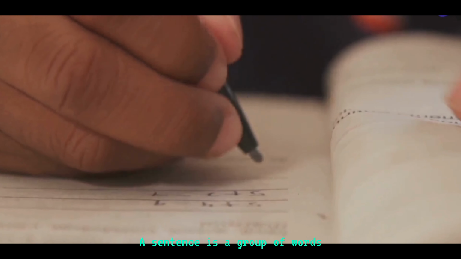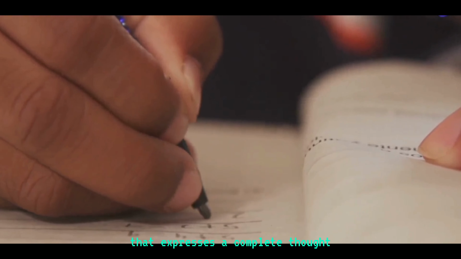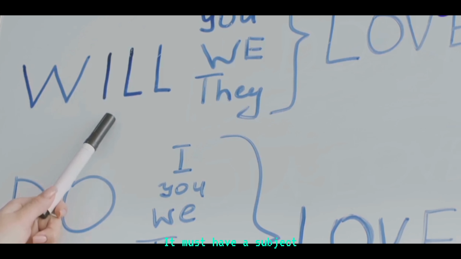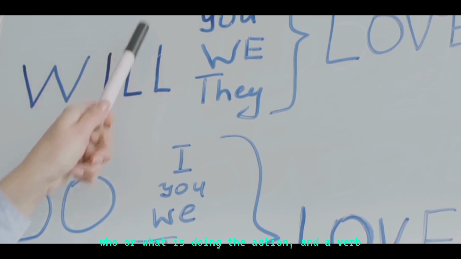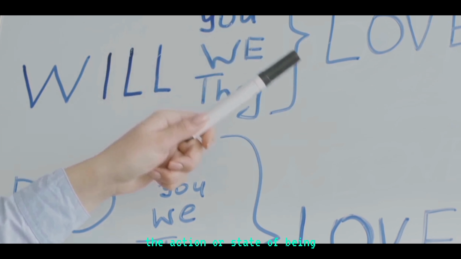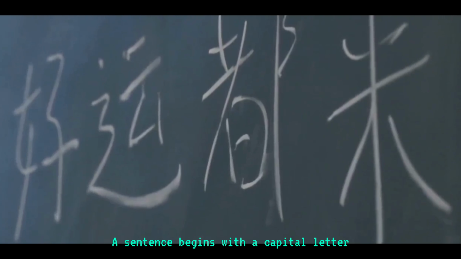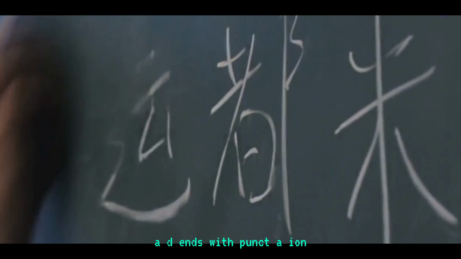A sentence is a group of words that expresses a complete thought. It must have a subject, who or what is doing the action, and a verb, the action or state of being. A sentence begins with a capital letter and ends with punctuation, like a period, question mark, or exclamation mark.